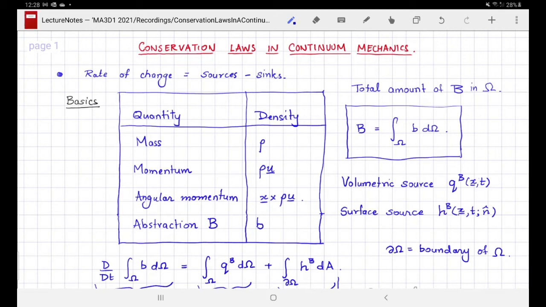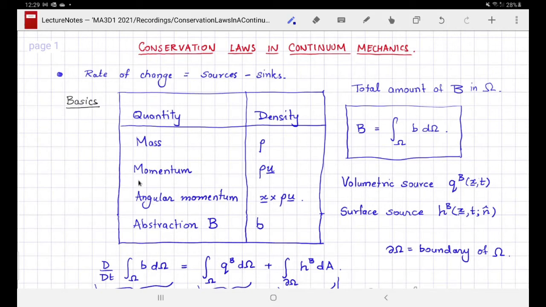In fluid mechanics, a conservation law is any sort of relationship, any evolution of a quantity which changes according to the strength of sources and sinks that you can identify. Examples of such quantities would be mass, momentum, and angular momentum. These are three quantities that we will consider. But you could also have others, let me talk about that later. Let me first tell you what we plan to do with these quantities.